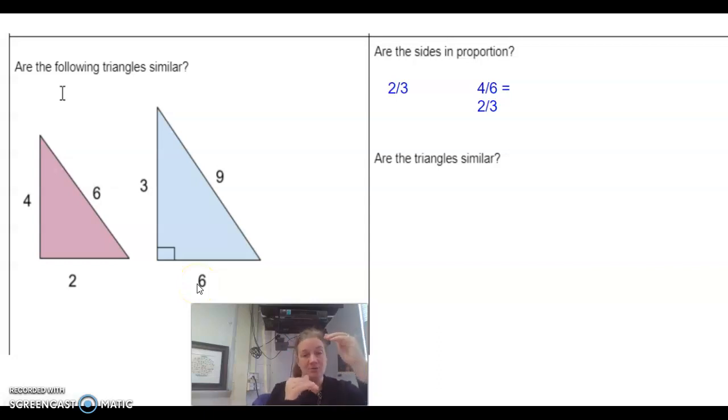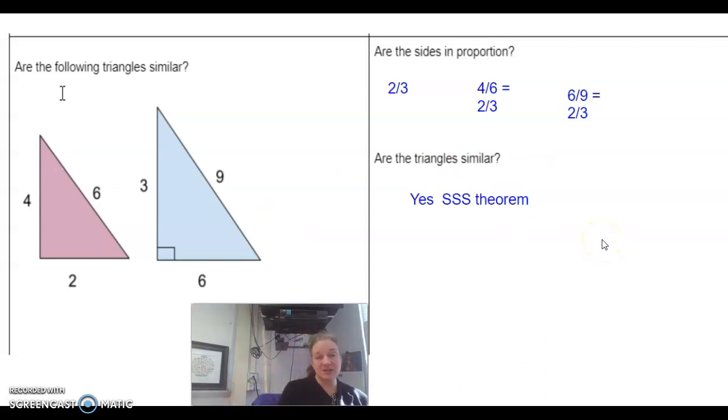Middle side over middle side. That reduces to 2/3 as well. And then I'm going to look at the biggest side on the purple triangle, which is 6, and the biggest side on the blue triangle, which is 9. 6/9 reduces to 2/3. Are they similar? Yes, because they have the same scale factor of 2/3. So I can say yes because of the SSS, the side similarity theorem. Okay?